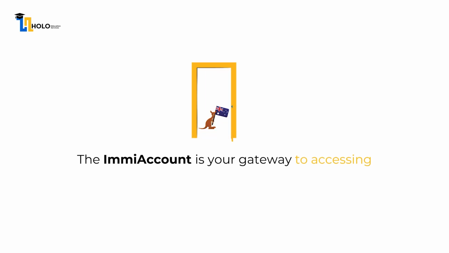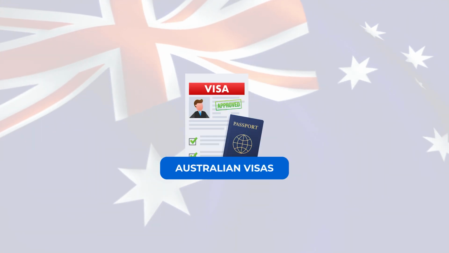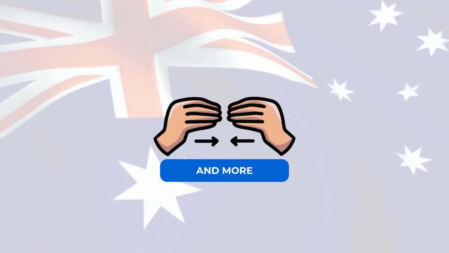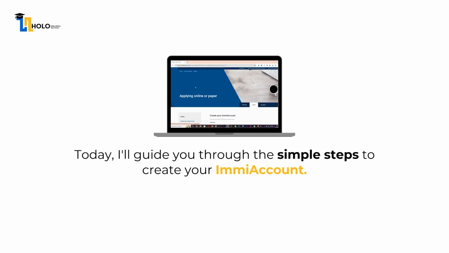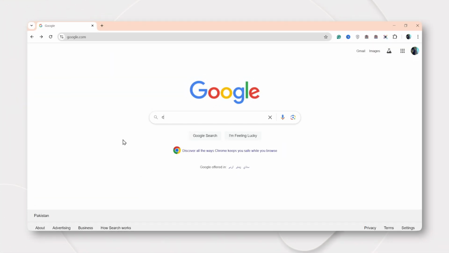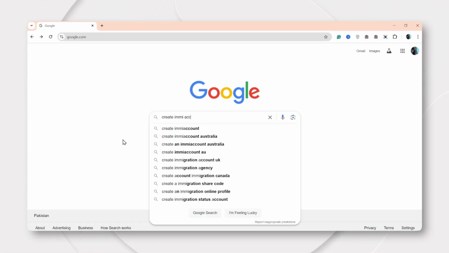The ImmiAccount is your gateway to accessing Australian visas, citizenship applications, and more, all online. Today, I'll guide you through the simple steps to create your ImmiAccount. Let's jump right in. To get started, go to Google and type ImmiAccount Australia.